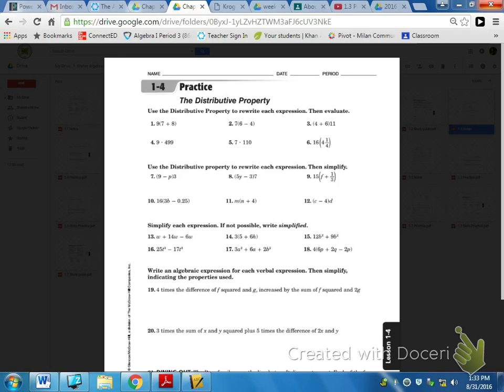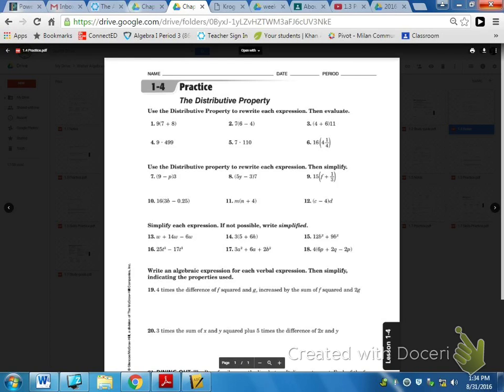These, you're going to separate into easier problems, maybe like 9 times 400, 9 times 90, and 9 times 9 would make that problem easier. Make the 110 actually 100 plus 10, and make the 4 and 1/4 actually 4 plus 1/4. These you're going to rewrite with distributive property and then combine like terms. Even if the number is on the back, you'd still distribute it through the parentheses just like you would if it were in the front.